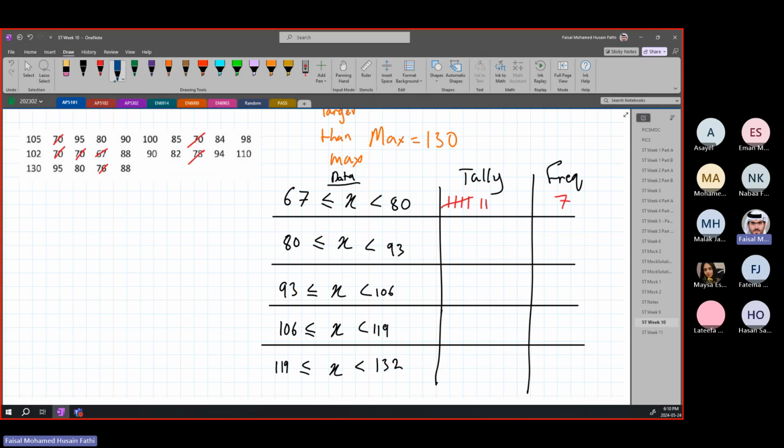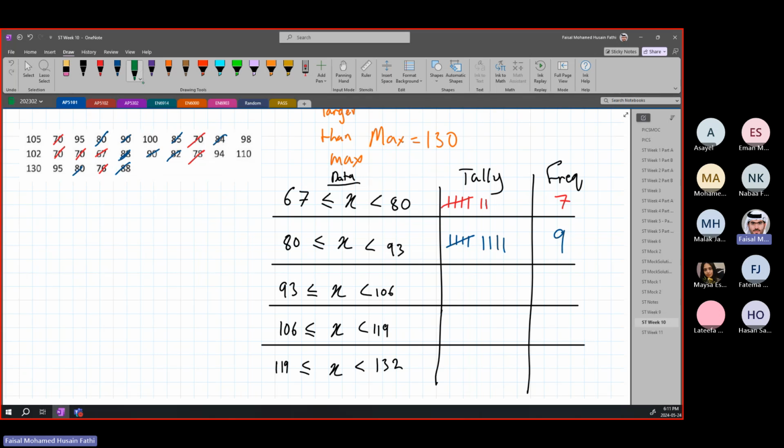Same thing again now. 80 is included, but 93 is not included, and all the numbers in between. 80 is included, that's 1. 90 is included, that's another one. 85 is included, that's 1. 84 is included, that's 1. 98 is not. 88 is included. So we're going to do 5 over here. 90 is included, that's 1. 82 is included, that's another one. 94 is not included, this is greater than 93. And 80 here is included, that's another one. And 88 is included, that's another one. So we have 5 plus 4, which is 9. This is our frequency for this one.